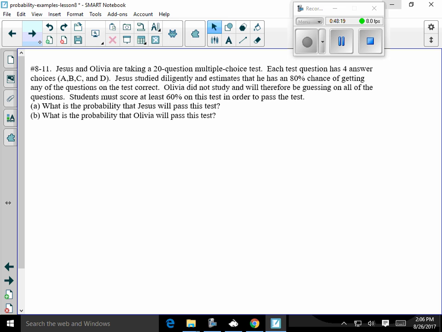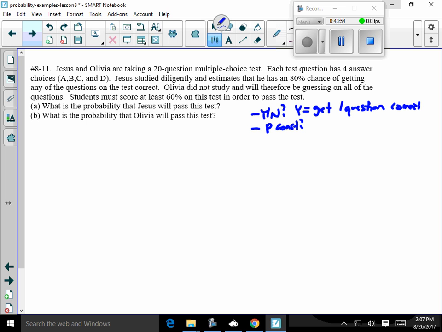Okay, so does this fit our standardized models? Well, yes, this is a yes or no situation. Yes would be that we get one question correct, because this has to do with passing, and we'll have to know something about the number of questions that would have to be correct for us to pass the test. So if we define one question being correct as yes, then the opposite is no, so it's a yes or no situation. Is the probability constant?